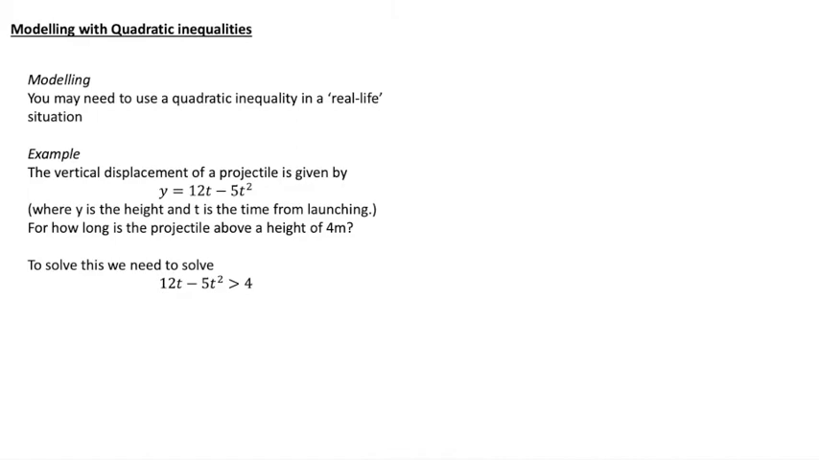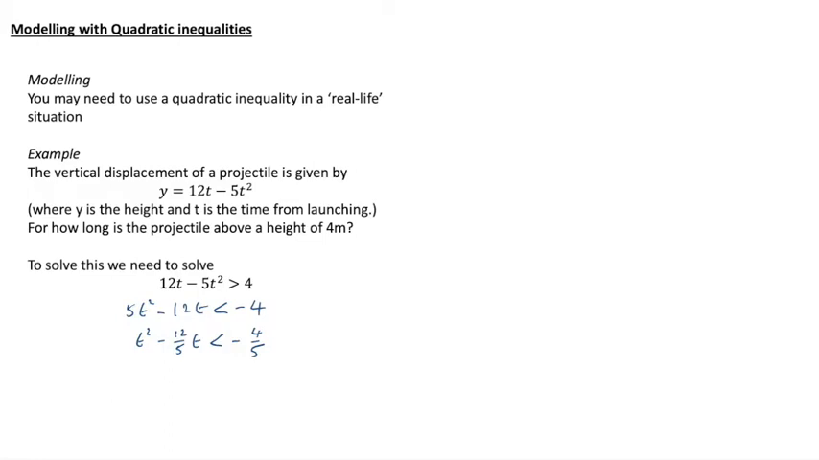So what do we need to do? Well, what we're saying is that the height, which is represented by 12t minus 5t squared, needs to be greater than 4. And so we can solve this. Notice the first thing I've done here is I've timesed through by minus 1. That's because I want the 5t squared to be positive. That's fine with 12t becoming minus 12t and 4 becoming minus 4, but we must remember also to swap round the direction of the inequality because we're timesing by a negative.